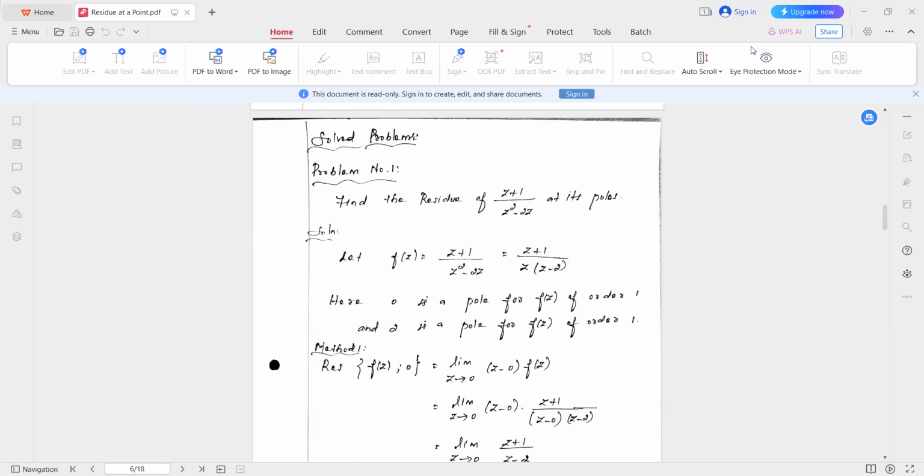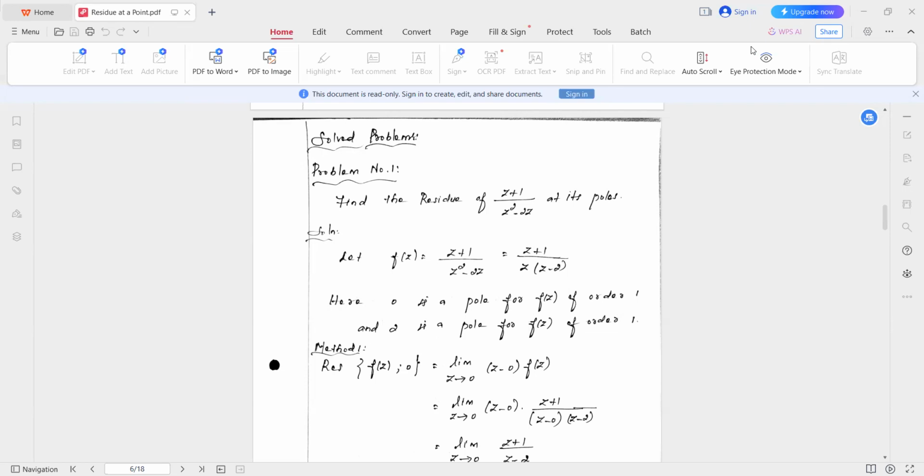So far we have learned the formula to find the residue of the function f of z at the point a. In this video we are going to find the residue of a given function at its poles. First problem: find the residue of (z plus 1) by (z square minus 2z) at its poles. What they are asking is to find the residue at its poles.